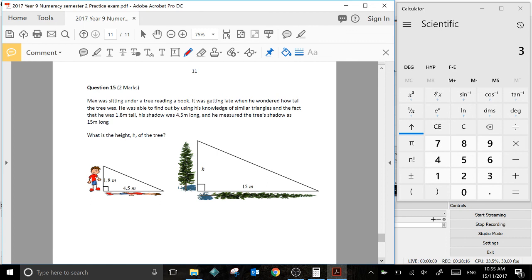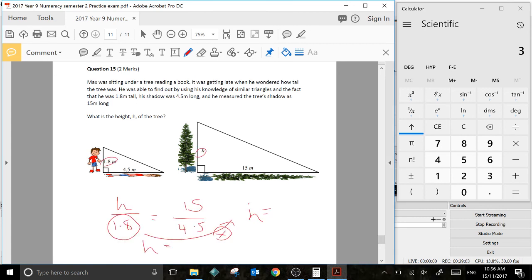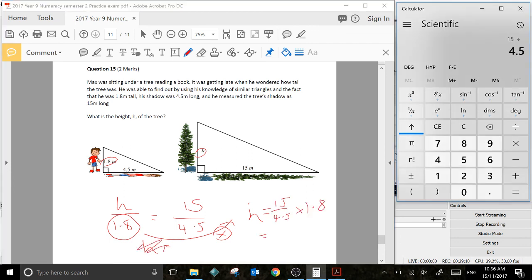Now to solve this equation, all I need to do is take this bottom 1.8 number and times it on the other side. So my h number gets over there by multiplying it. So my h number at the end of the day is going to be equal to 15 divided by 4.5 times 1.8. Let's see what that comes to. Good old calculator time. 15 divided by 4.5 times 1.8 is 6. It must have been a 6-metre tall tree.